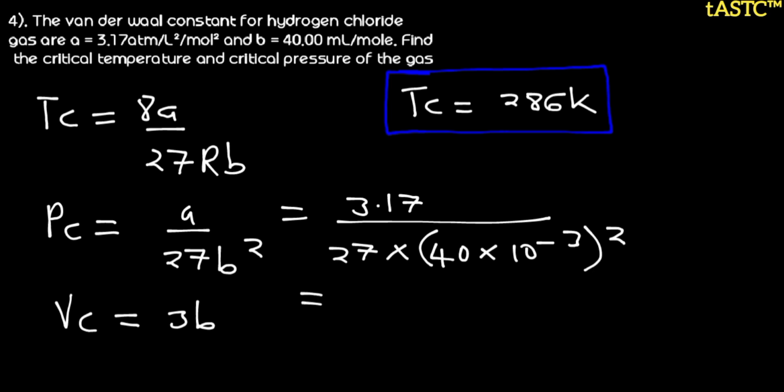So this is going to give us 3.17 divided by 27 multiplied by this stuff, which is actually squared. So this is 40 multiplied by 10 raised to the power of negative 3. So that gives us 73.3796. So that should be 73.38 approximately. And this obviously is going to be in atm.